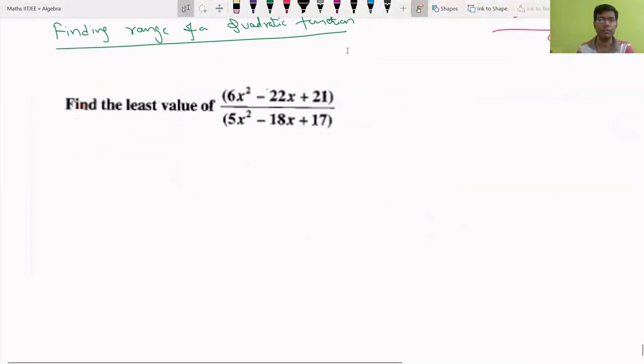So when we have to find out the least value, first of all, we need an inequality. Now, whenever we say the least value or the greatest value, that means the value has to be less than or equal to some other value, or it has to be greater than or equal to some other value. So that's how we get the least value or the greatest value. So in this case, for least value, this is the given expression.